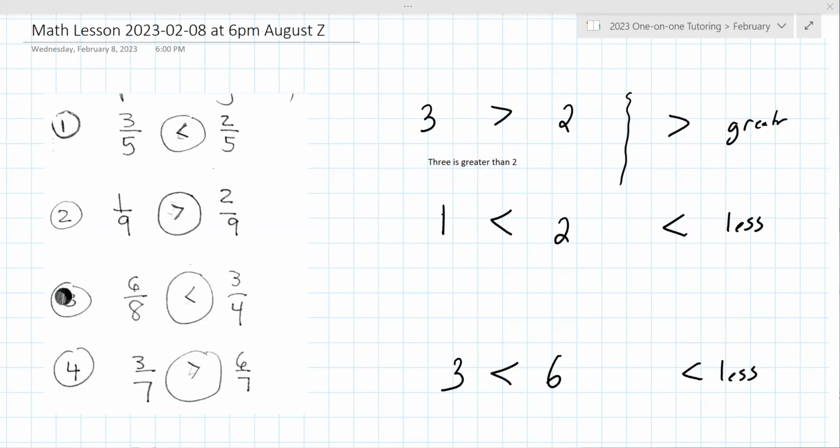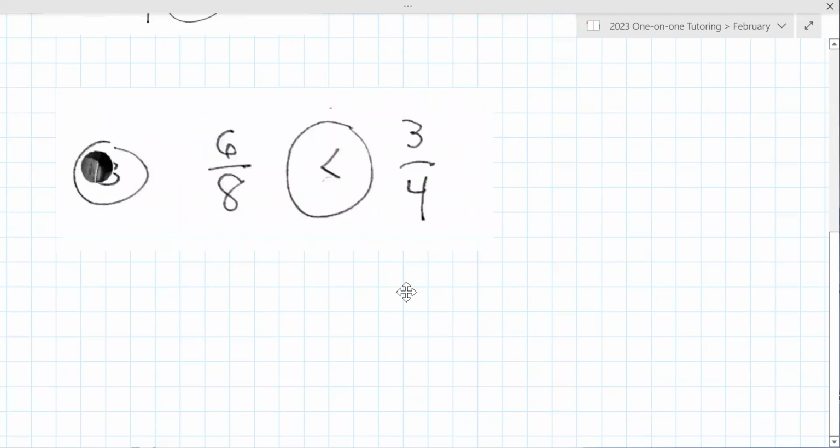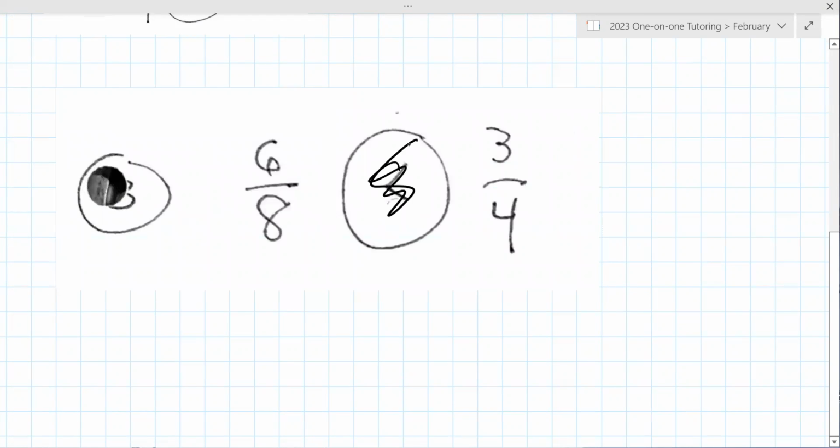The bottoms are the same. You cannot compare unless the bottoms are the same. So we're going to convert this fraction, one or both of them. Okay, forget about that symbol right there. You really want them both to be 8.